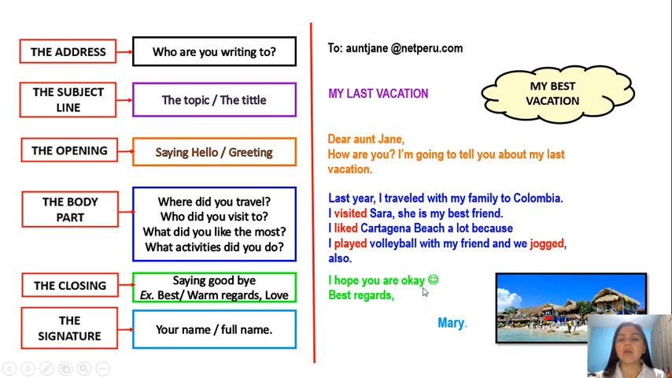In my example I choose best regards. But I hope you're okay. Best regards. And the signature, your name or your full name. In this case I wrote Mary as an example. So you are going to write an email, but remember that you have to follow the steps. I will repeat again: the address, the subject line, the opening, the body part, the closing, and the signature. This is my email. Now it's your turn.